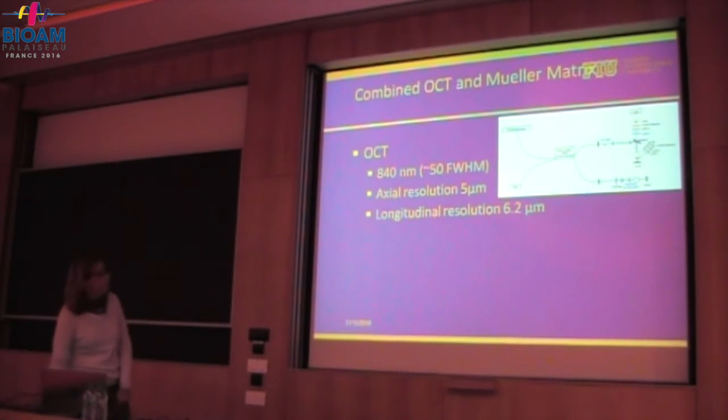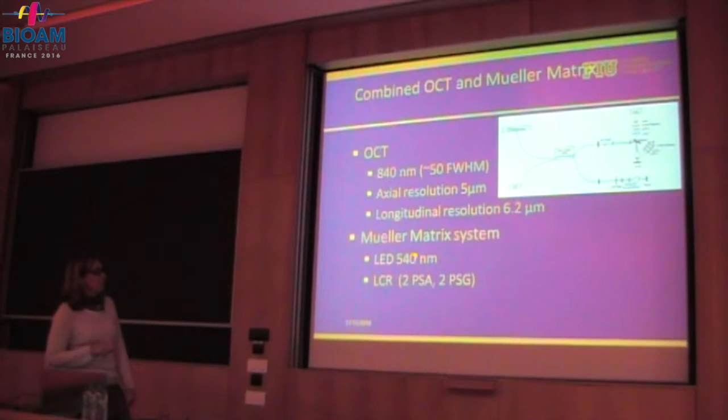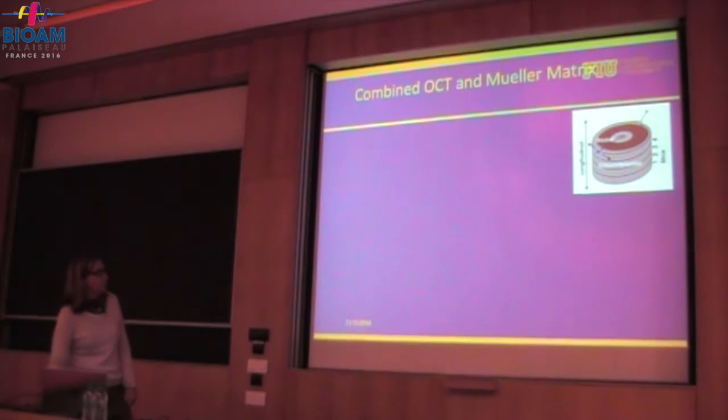So the specs of the system: it is an 840 nanometer system with an axial resolution of 5 microns and a lateral resolution of about 6.2 microns. The mirror matrix system is based on an LED light source. It's fairly broadband, about 20 nanometers full width at half max, centered at 540 nanometers. Again, it's two liquid crystal retarders with a polarizer arrangement, and the field of view for both is about a centimeter.